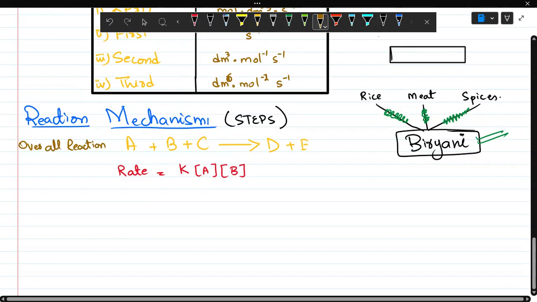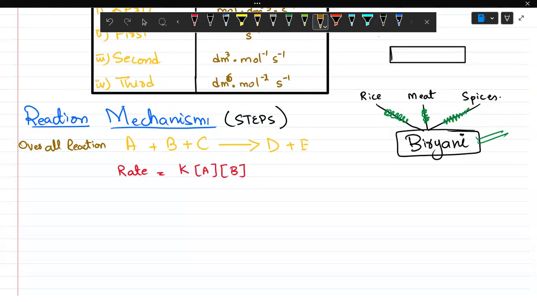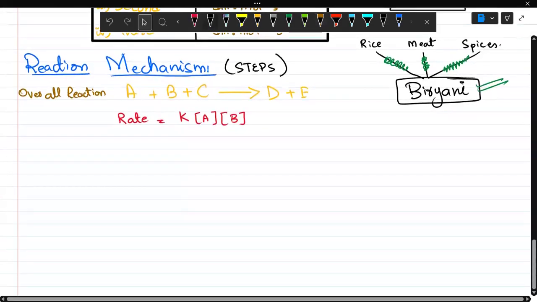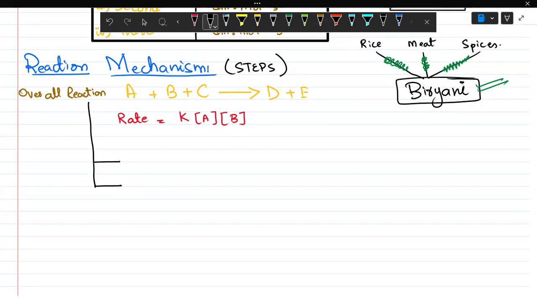This is the thing that I consider rice, meat, and spices mixed with each other, and they will be producing the biryani. Okay. But when I observe this overall reaction and I distribute it, or we can say separate this overall reaction into multiple parts, what will I be observing?